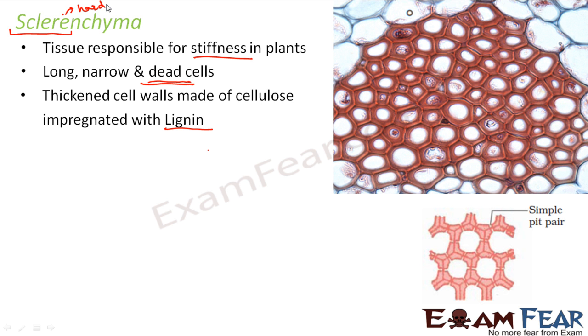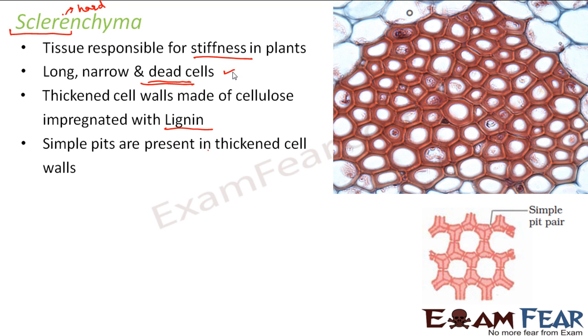Now, these sclerenchyma cells, when they are young, are living, but by the time they mature, they become dead cells. So as I mentioned, they are dead cells because on maturity they are dead, but initially, when they are young, they are also living cells. Now, simple pits are present in the thickened cell walls, the walls thickened with lignin. What are simple pits? They are nothing but canal-like structures which help in transportation.